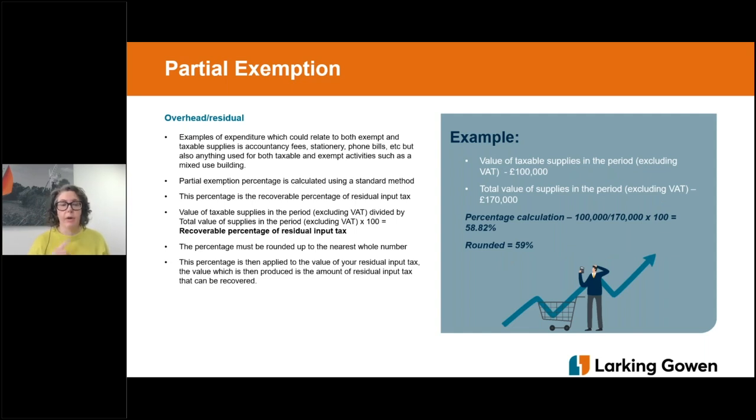58.82%. Now, under the standard method, we have a little bonus in that we can always round up to the next whole number. So we would apply 59% to the VAT that's sitting in our residual mixed use pot. And then that amount, that 59%, can be recovered on your VAT return.